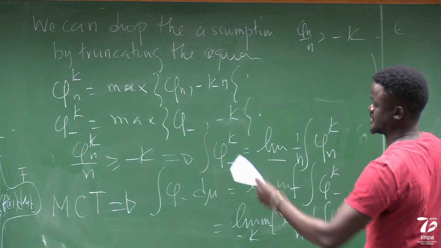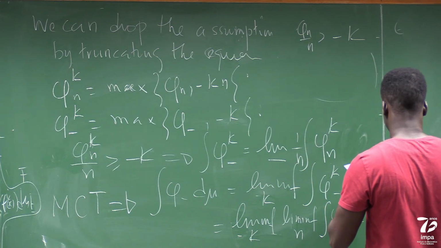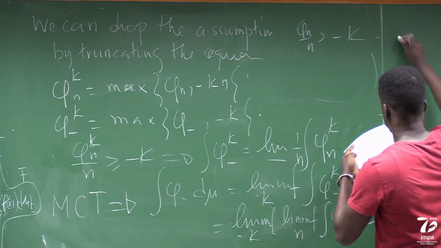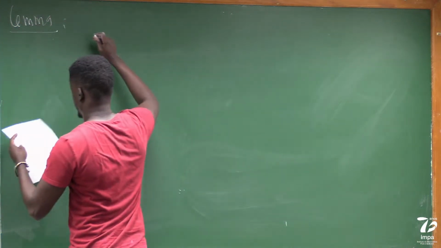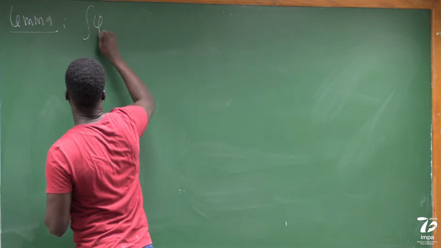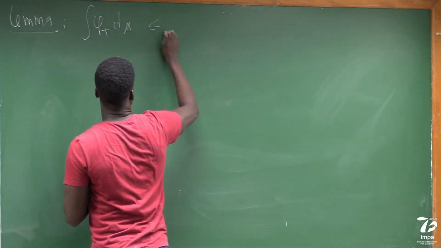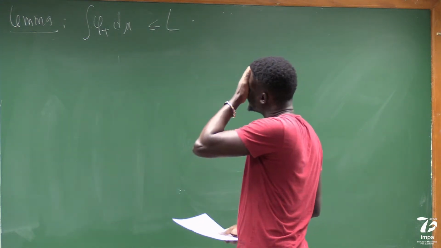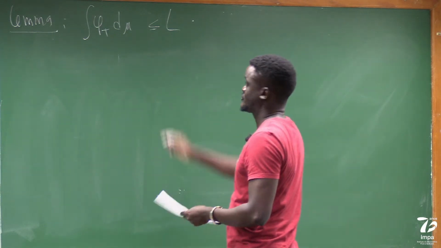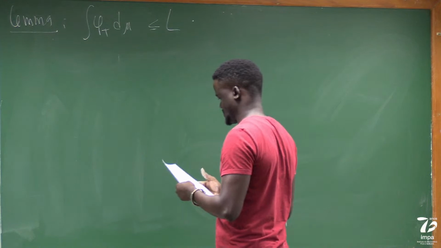So this proves this, and to conclude the proof of Kingman, we just need to prove that the integral of phi plus d mu is less or equal to L. Because if you combine this with the other lemma, we have that the two, phi plus and phi minus, have the same integral.